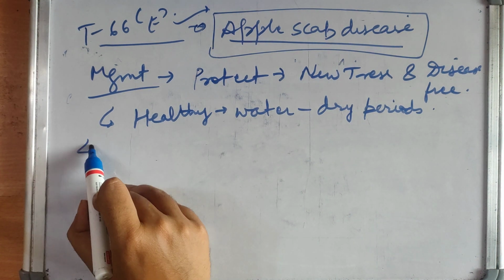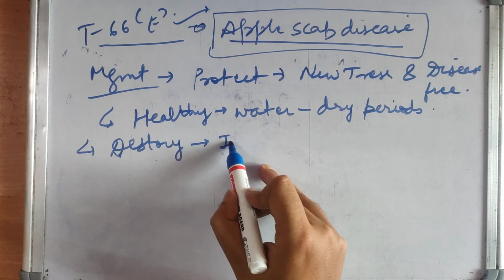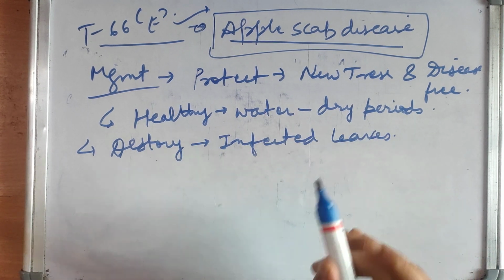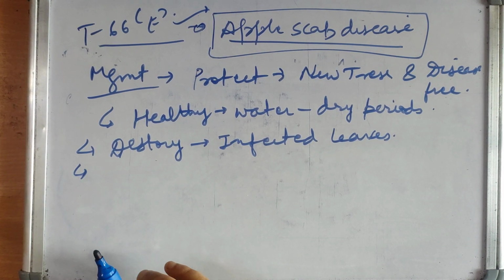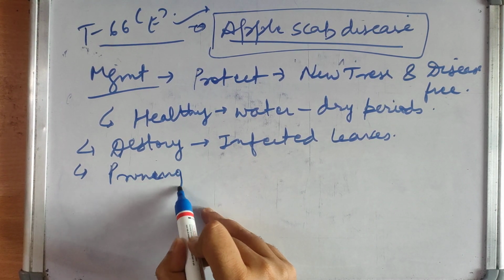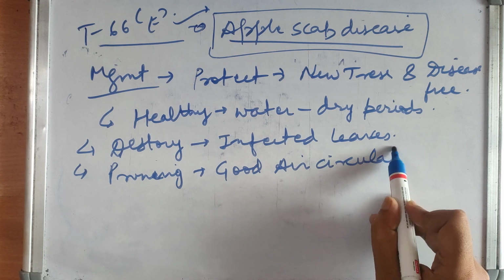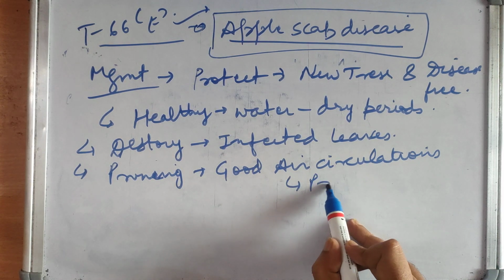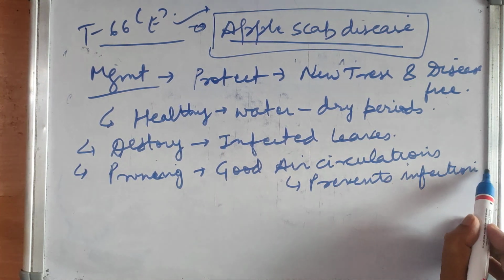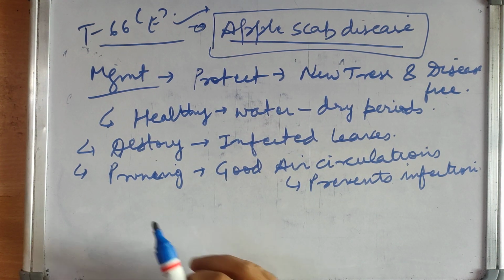We will clean up and destroy infected leaves, and we will keep the area clean where we have cut plants. We need to prune trees to allow good air circulation. Good air circulation prevents infection.